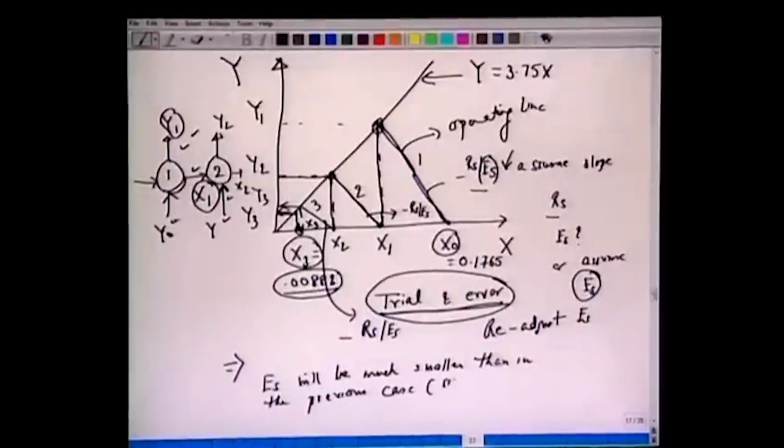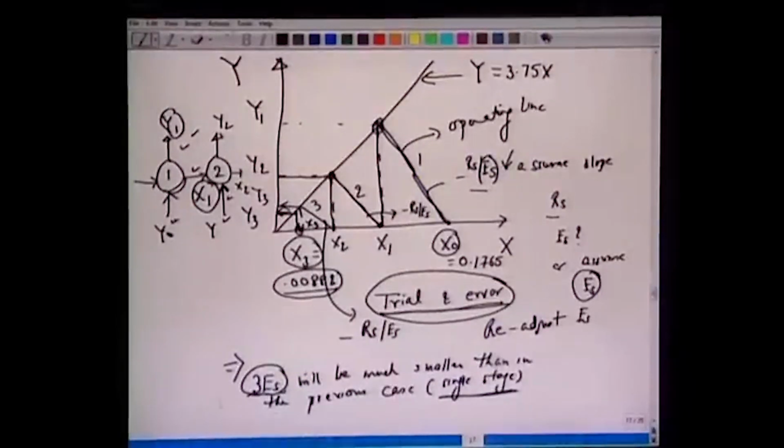which is single stage. Actually, the total amount is 3 times Es, because we are assuming that all 3 stages have the same flow rates. Here the amount of solvent required will be much smaller than in the case of the single stage. I leave this as an exercise to solve graphically as well as by mathematically writing down the equations. So we took this example, a very simple example.